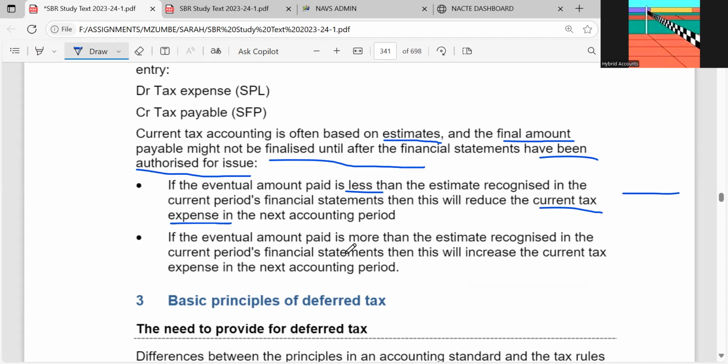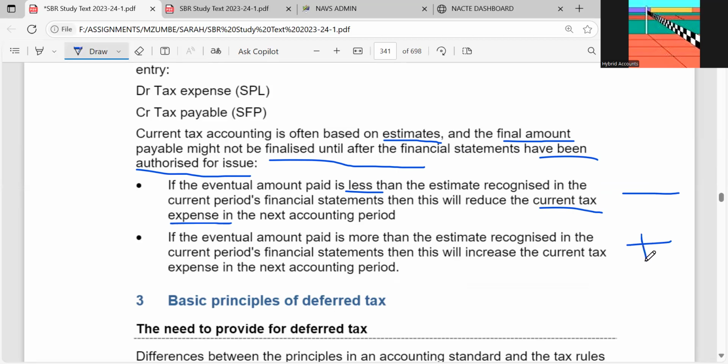And in case the tax paid is more than the estimate recognized, it means if we pay more than what we estimated, we underprovided. And so we showed that our income tax expense is lower than what it should have been. So I just need to go back and add it, right? And pile it up, right? Yeah, so that's what we actually need to do. So this one is under provision, so you go on and add it to the tax expense.